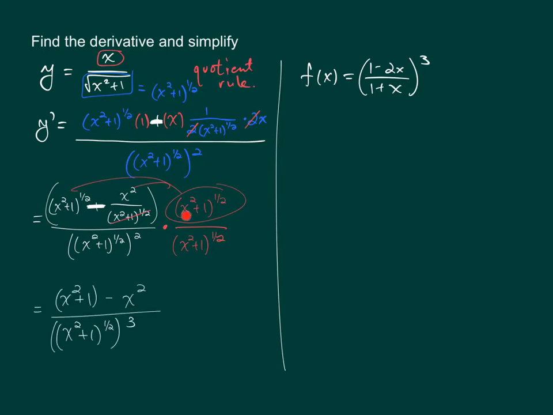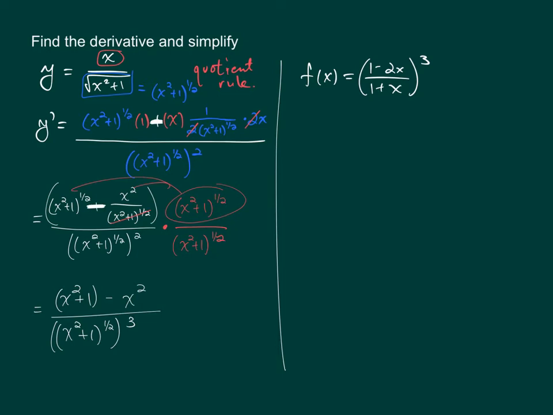So when you distribute the x squared plus 1 to the 1/2 power to the first term, you're squaring this exact thing, or raising it to the second power. And if you raise something to the 1/2 power to the second power, you multiply the exponents together and you get an exponent of 1. Now we do not write that, but it is there.